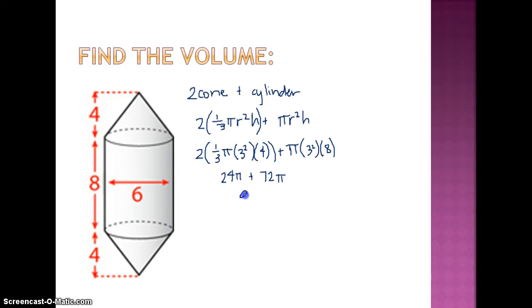We add those together and get 96 pi, which is our exact answer, or if you plug it in, we get 301.59 units cubed, sorry. We're doing volume.